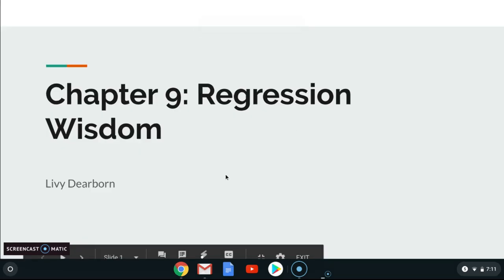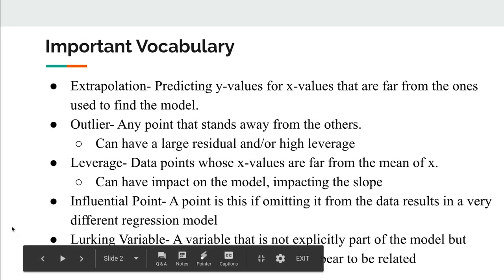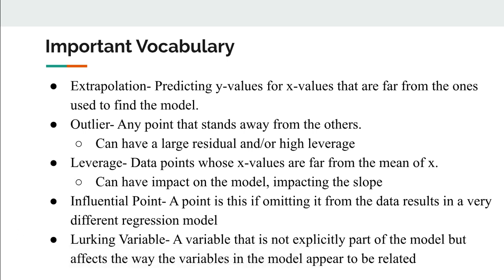Okay, so chapter 9 talks about regression wisdom. Before we start, we're going to talk about the important vocabulary. Extrapolation is predicting y values for x values that are far from the ones used to find the model. These are really risky because we're not always sure that those predictions hold, so they're sometimes just useless.